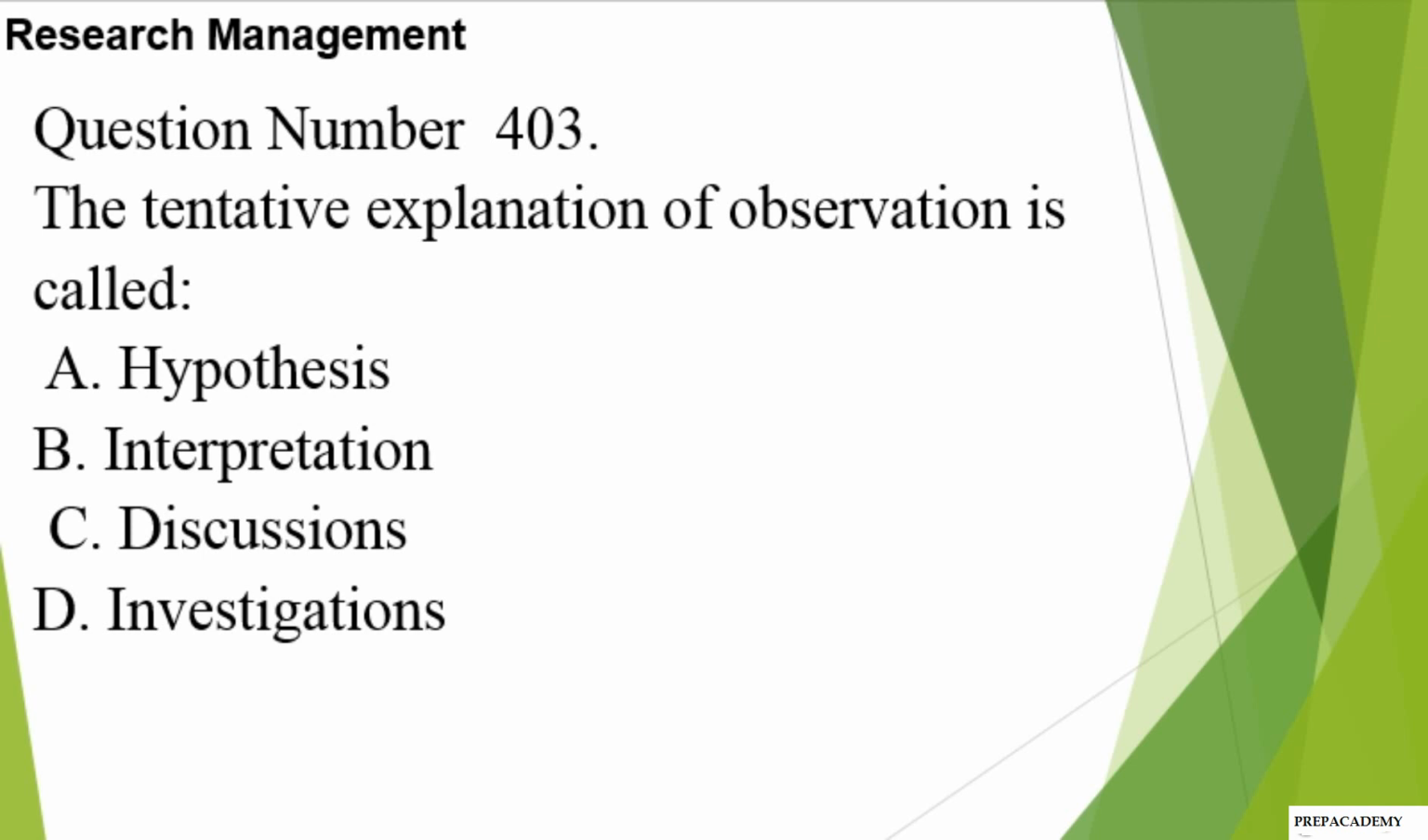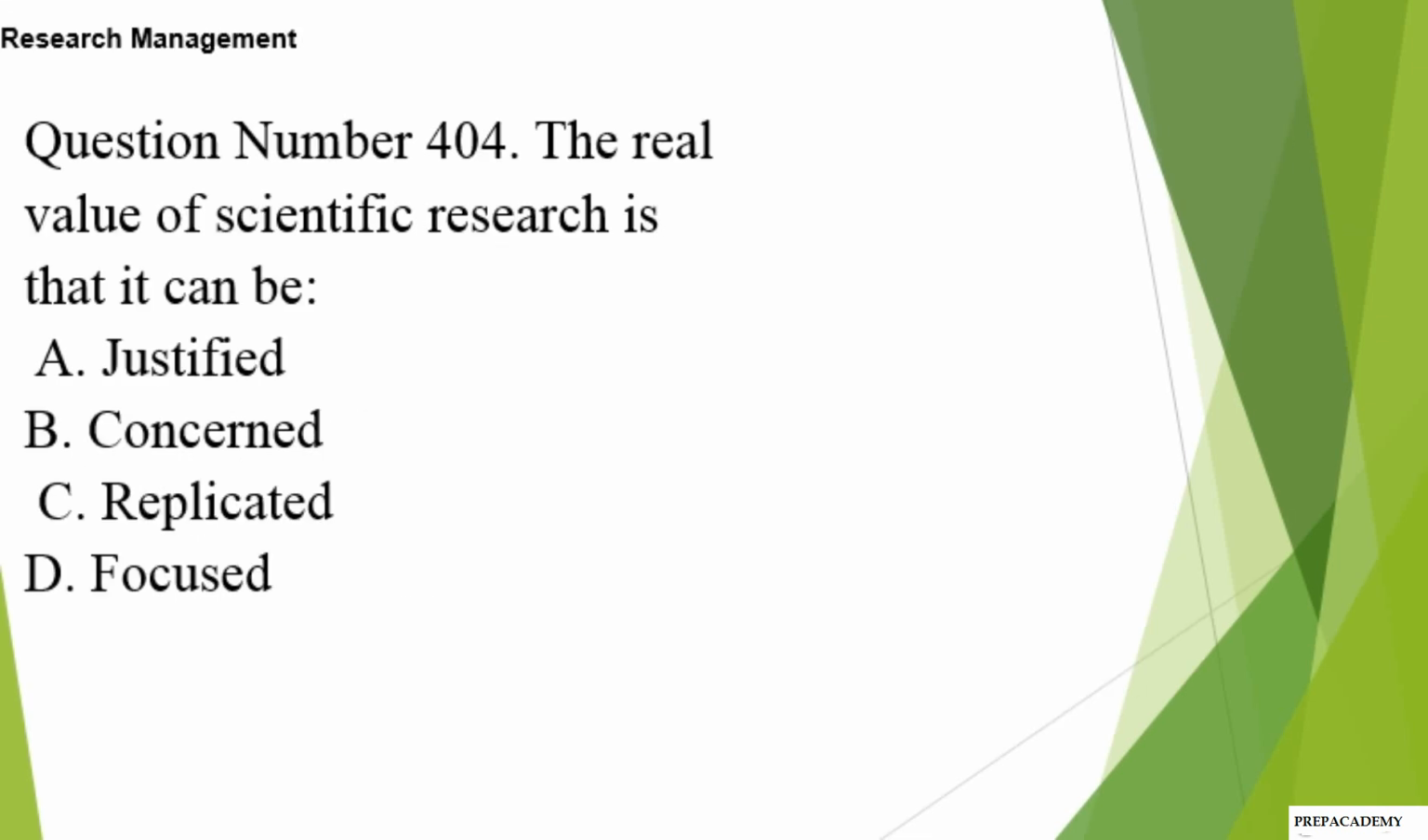Question number 403. The tentative explanation of observation is called A. Hypothesis. B. Interpretation. C. Discussions. D. Investigations. The correct answer is option A. Hypothesis. Question number 404. The real value of scientific research is that it can be A. Justified. B. Concerned. C. Replicated. D. Focused. The correct answer is option C.